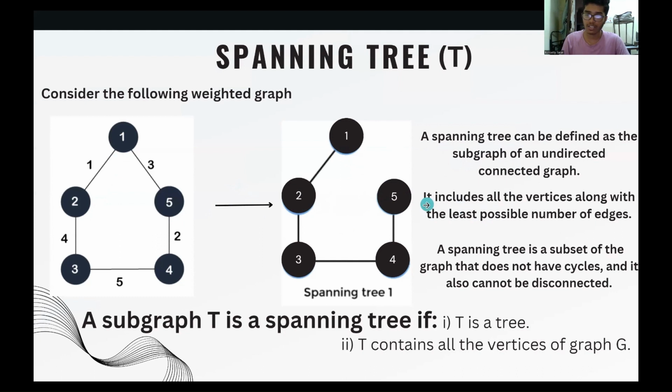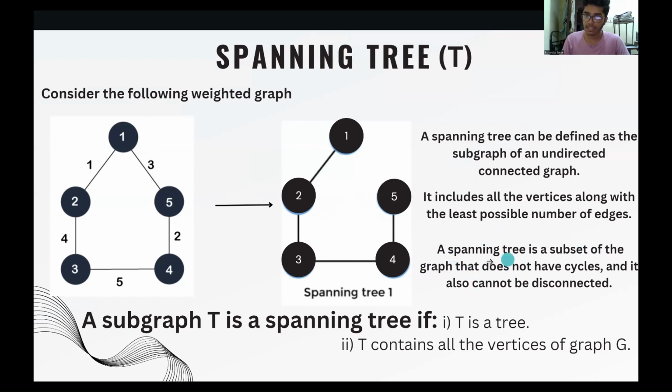The second point says it includes all the vertices along with the least possible number of edges. The least possible number of edges means the number of vertices minus 1. Here the number of vertices is 5 and it should contain 4 edges: 1, 2, 3, 4. It contains 4 edges. Hence it is a spanning tree.